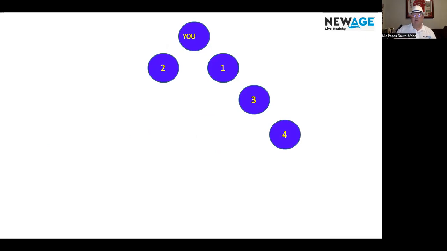Now, why do I do this? This is the way I place people so that I eventually automate this whole thing. So I've placed my first 4 in this diagram. Me on the top, first one on the right, second one on the left. Now I've got 2 sides. Because I've got 2 sides, it means I can start earning. That's the first thing.